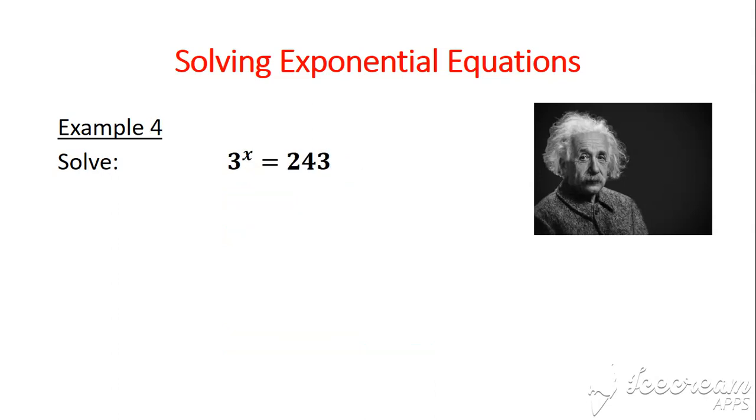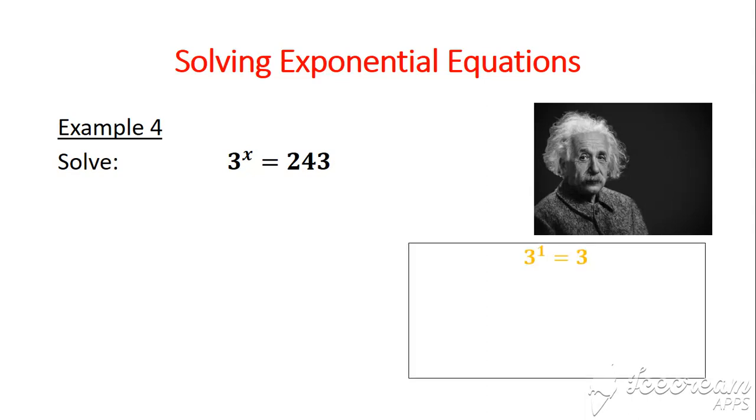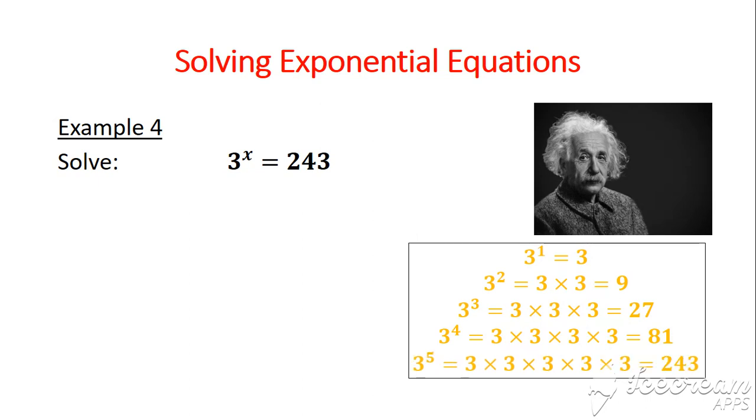All right, let's turn our attention to a slightly different exponential equation. This one, 3 to the power of x is equal to 243. Well, 3 to the power of 1 is 3. 3 to the power of 2 is 9. 3 to the power of 3 is 27. 3 to the power of 4 is 81. And 3 to the power of 5 is 243. So we've solved the problem. x has to be equal to the number 5.